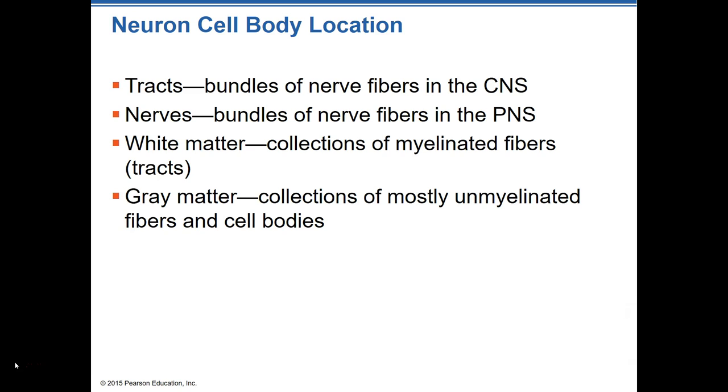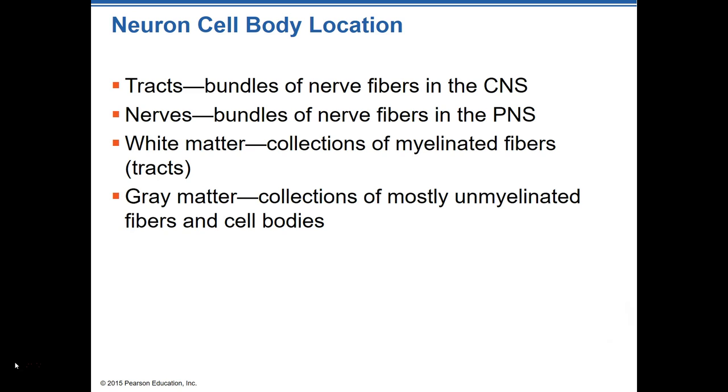The structure of the central nervous system refers to the bundles of nerves that pass through it as tracts. And then in the peripheral nervous system, those nerve bundles are usually just referred to as nerves. It's tracts in the central nervous system because they're so packed together going through the spinal cord, it's literally like a highway of them. In the peripheral nervous system, they branch out so much that they're no longer a highway-like bundle running together. White matter is a collection of myelinated fibers, and gray matter is a collection of mostly unmyelinated fibers.